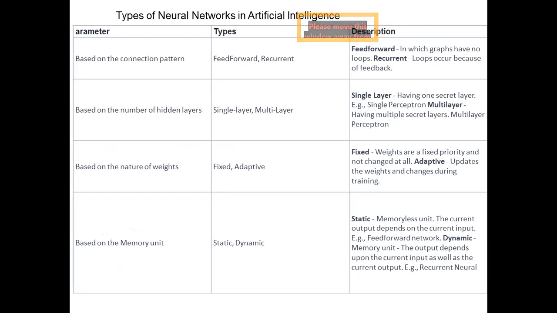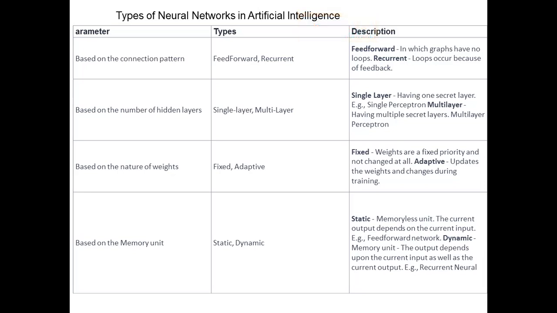Based on the connection pattern, the types are feed forward and recurrent. In feed forward, the graphs have no loops, and in recurrent, loops occur because of the feedback. Likewise, based on the number of hidden layers, it may be single or multiple layers. Single layer has only one hidden layer, and multiple has multiple hidden layers. Based on the nature of weights, it may be fixed or adaptive. If it is a fixed one, it is not changed at all. If it is an adaptive one, it changes during the training period.